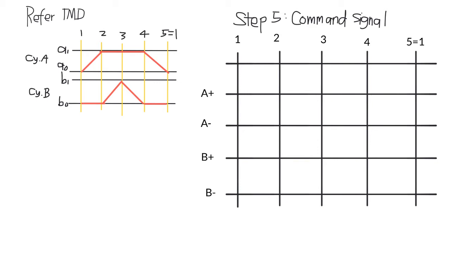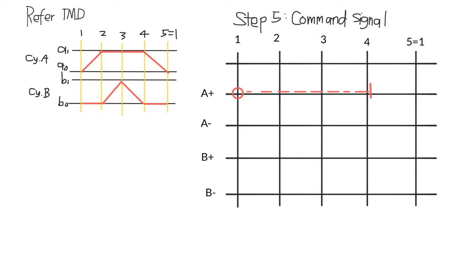Next, for cylinder A plus, take a look at our TMD. The cylinder A starts to extend at phase 1, so we have to make a circle at step 1. It extends until step 4, so we have to stop there at step 4 and make a dotted line.